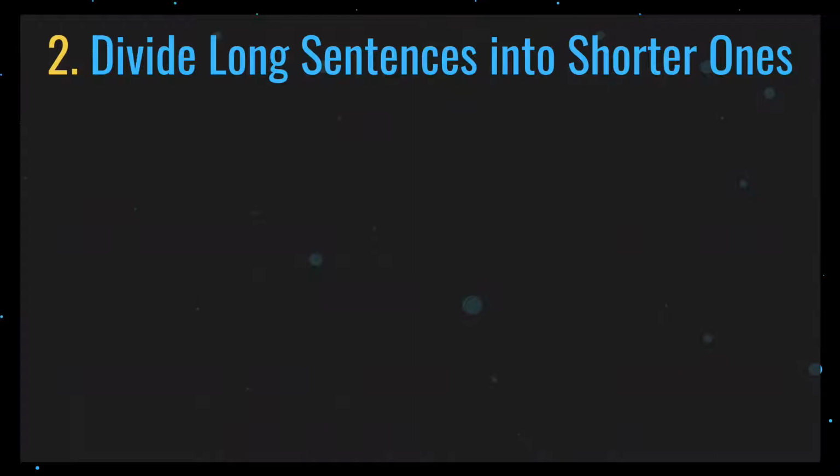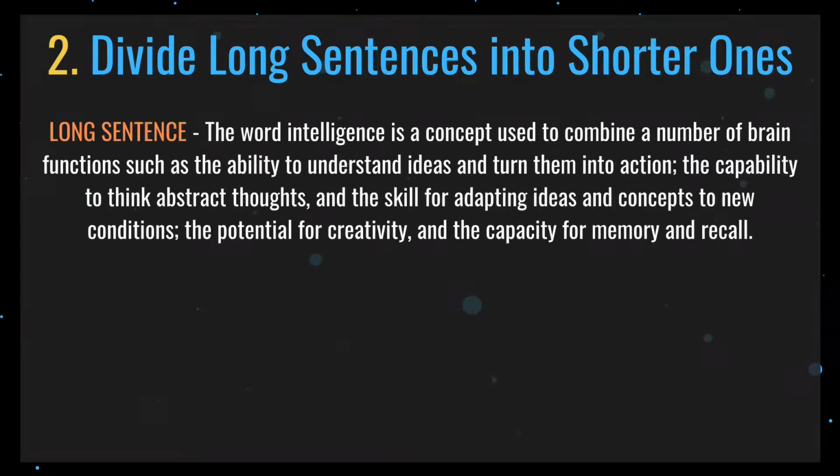Number 2. Divide long sentences into shorter ones. Example: long sentence. The word intelligence is a concept used to combine a number of brain functions, such as the ability to understand ideas and turn them into action, the capability to think abstract thoughts and the skill for adapting ideas and concepts to new conditions, the potential for creativity, and the capacity for memory and recall.